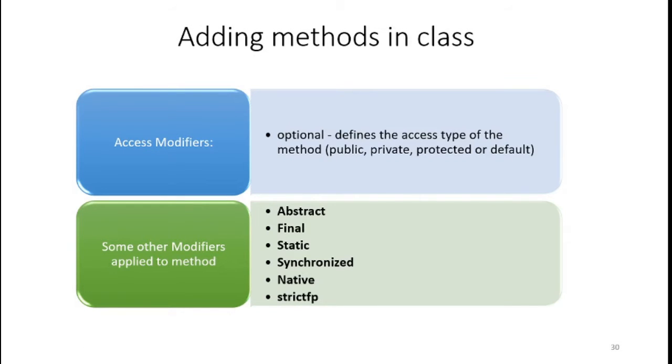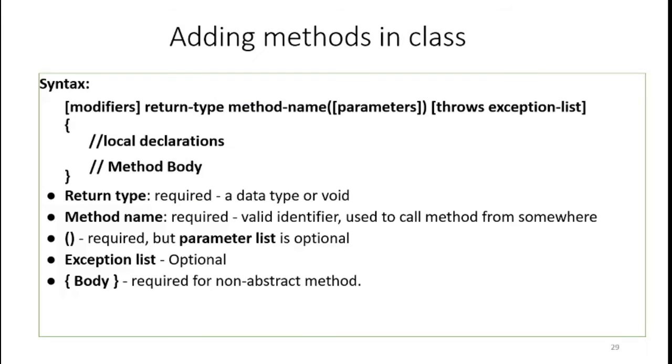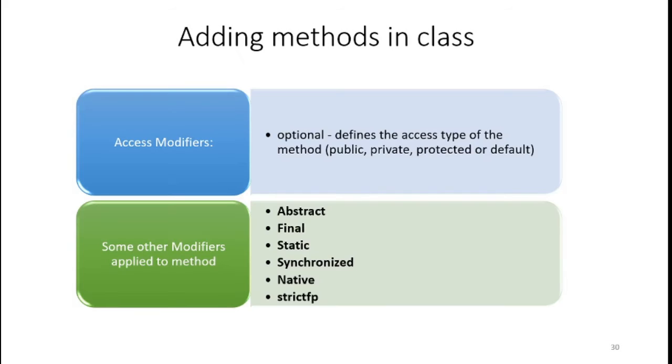Now the first part in the syntax is modifiers. Access modifiers can be public, private, protected, or you may not mention any access modifier. That means that is default access. So it is an optional part, and some other modifiers which are applied to the method are abstract, final, static, synchronized, native, and strictfp.